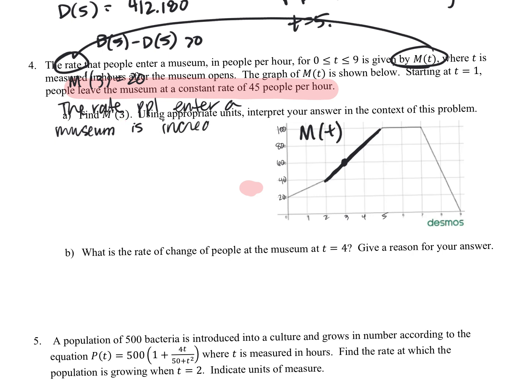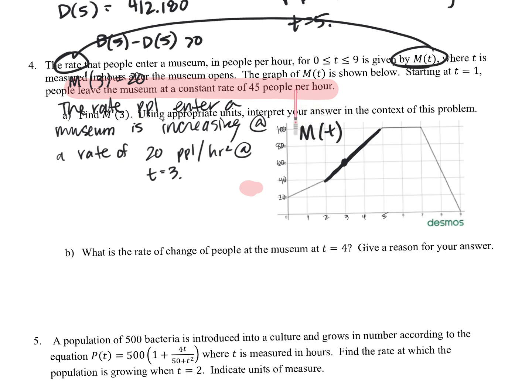The rate of people entering a museum is increasing at a rate of 20 people per hour squared at t equals 3. Okay, then it says, what is the rate of change of people at the museum? So, of course, yes, people are entering the museum at 20 people per hour squared, but then they are also leaving the museum at 45 people per hour.